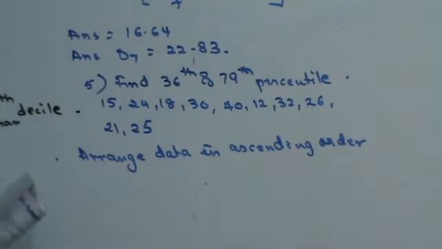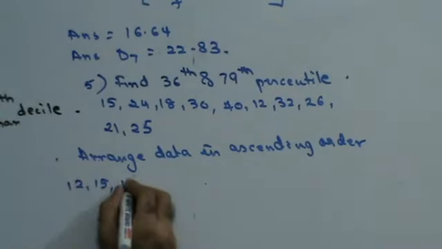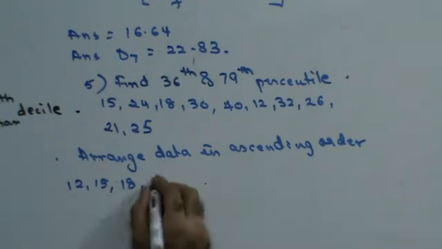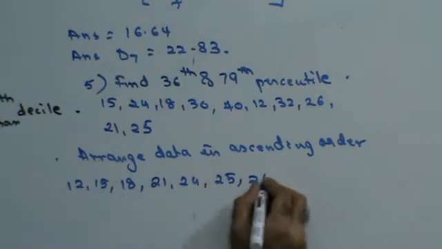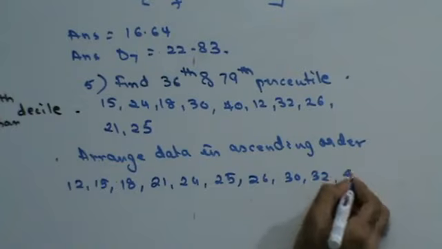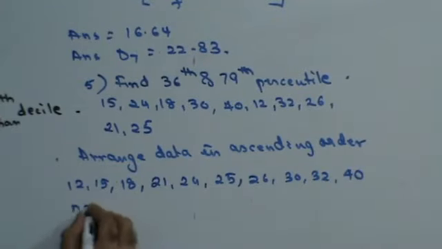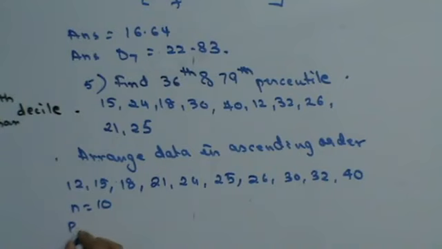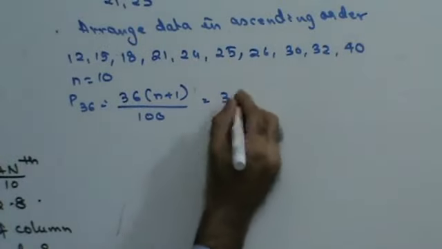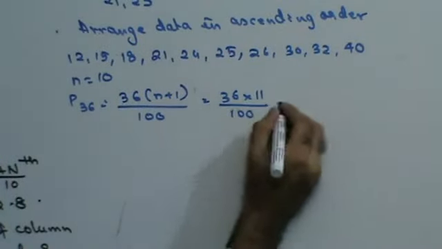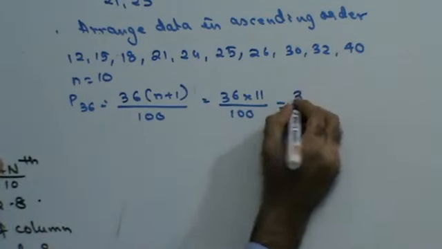If I arrange the data in ascending order, I will get this as 12, 15, 18, 21, 24, 25, then you will have 26, 30, 32 and 40. The number of terms that you have is 10. Now I want to find out P36, the 36th percentile. So that will be 36 times n plus 1 divided by 100. So this will be 36 into 11 upon 100. When you simplify this, you will get 3.96 term.